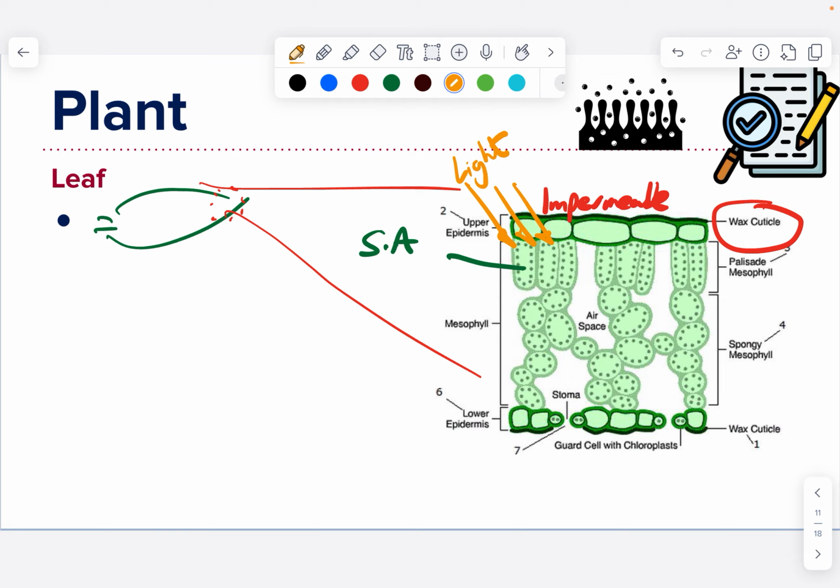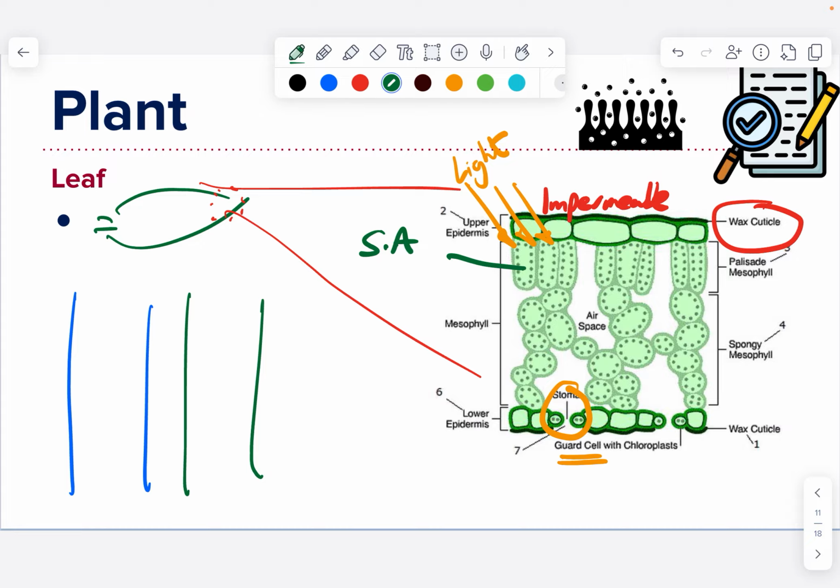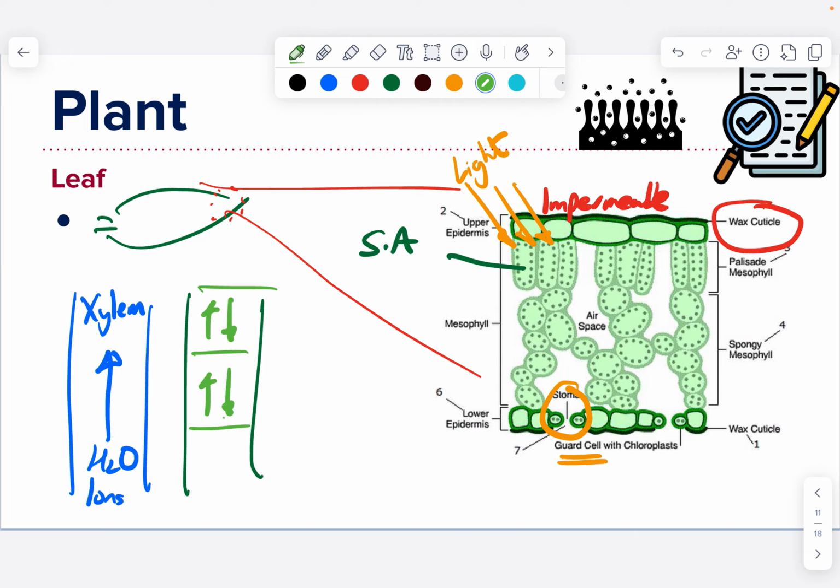We have air spaces, which allows for the diffusion of gases. We've got the stomata at the bottom, which is just a hole. And we've got our guard cells, which control the opening and closing. And the final thing I just wanted to mention, there are 2 vessels that travel up and down the stem. We have our xylem, which is a continuous tube from bottom to top, which transports water and mineral ions. And then we have our phloem, which is a sectioned tube where things can move up and down, either from leaf to roots or from roots all the way up to leaves.